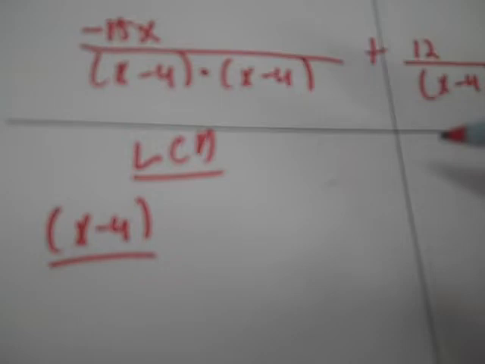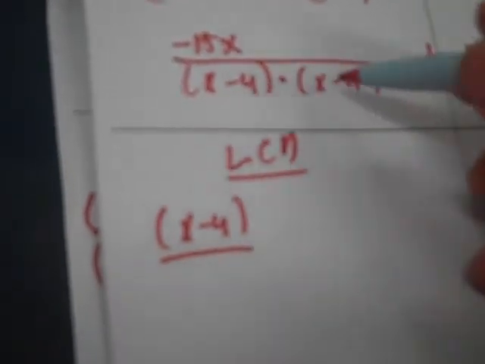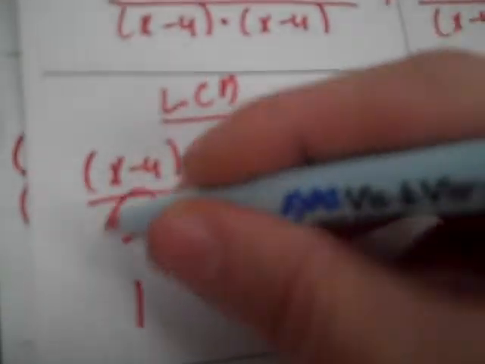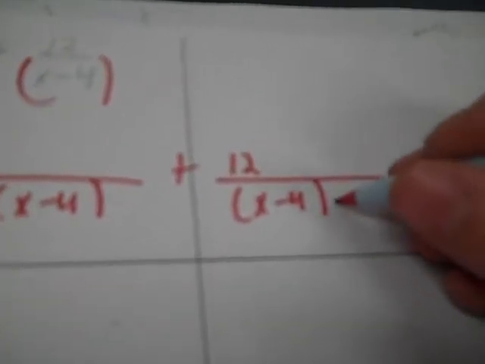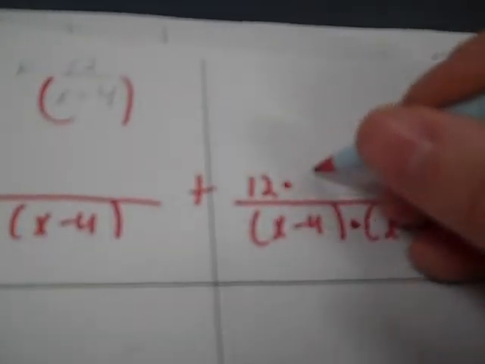LCD. So we have a parentheses factor of x minus 4, another parentheses factor of x minus 4. So I already have that. And so it's nothing but x minus 4's. So this denominator has 2, and this denominator has 1. We need to get them then so they both have 2. So I would easily do that if I would just multiply by another x minus 4, and then we also got to do that to the top.